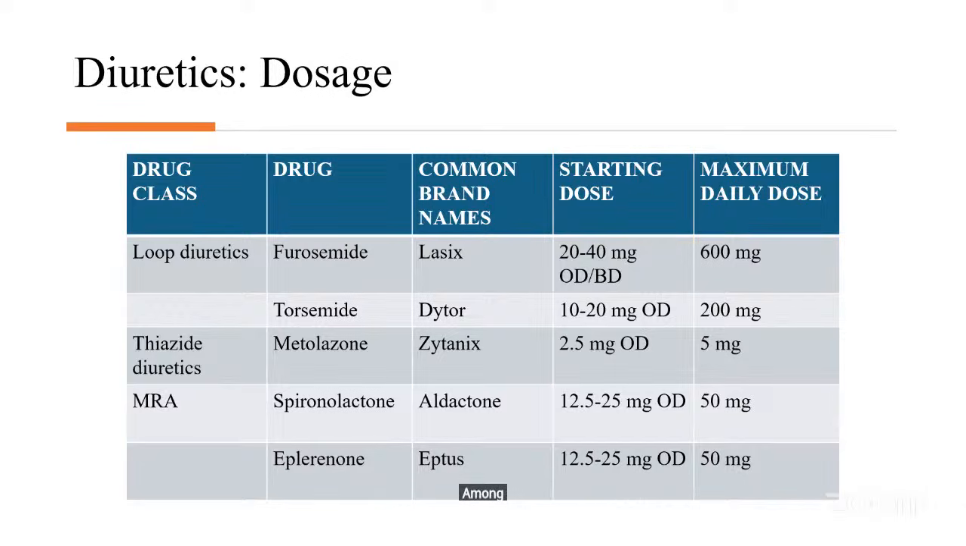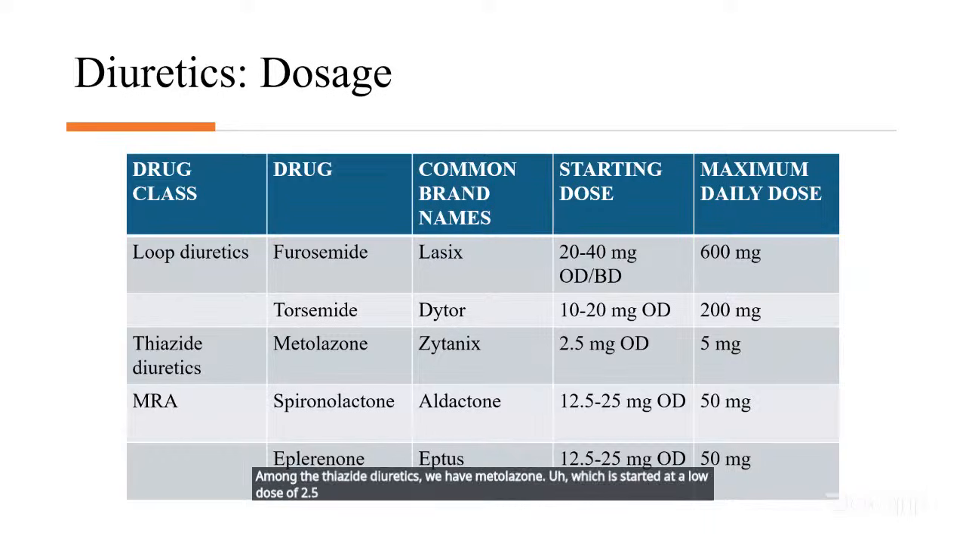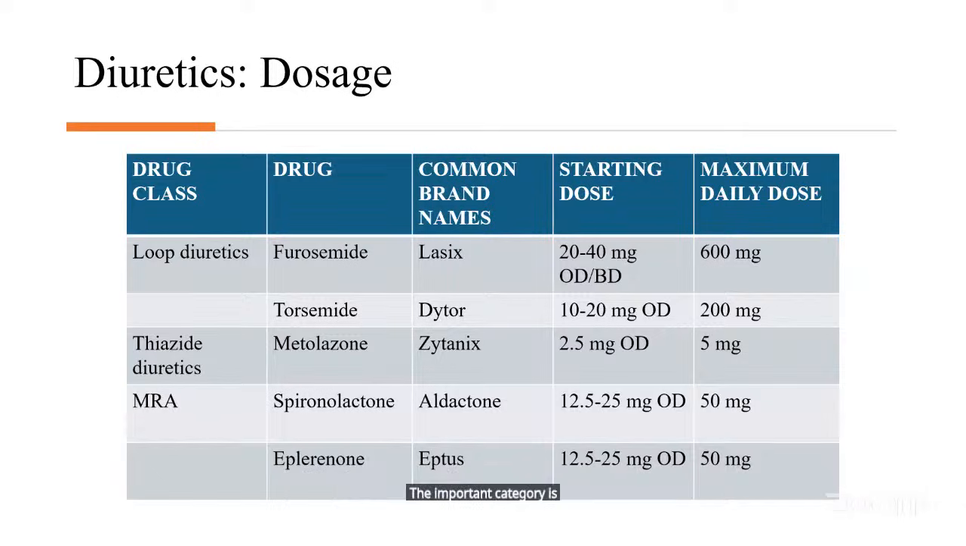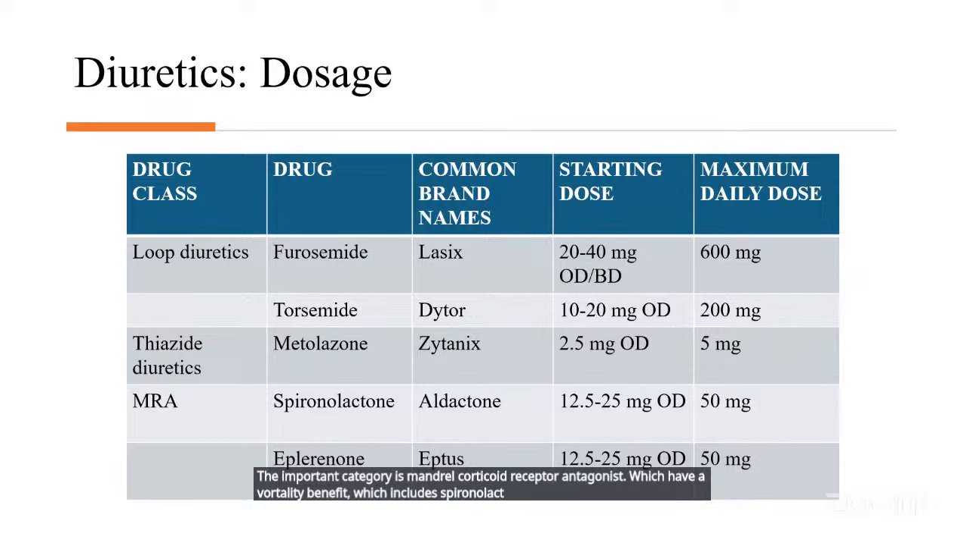Among the thiazide diuretics, we have metolazone, which is started at a low dose of 2.5 milligram once daily, and we can uptitrate it to 5 milligram once daily. The important category is mineralocorticoid receptor antagonists, which have a mortality benefit, which includes spironolactone and eplerenone.